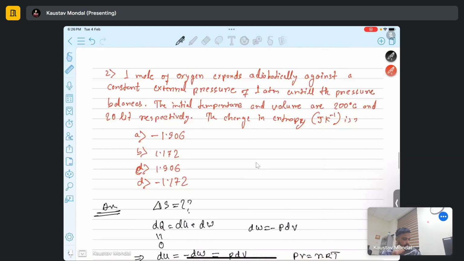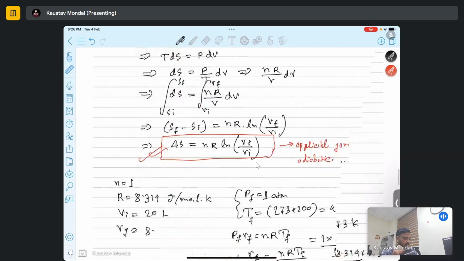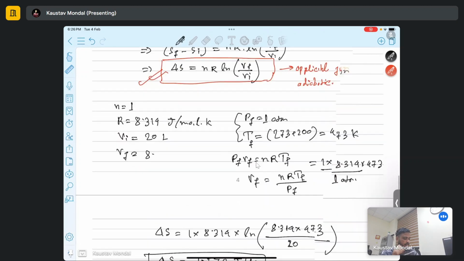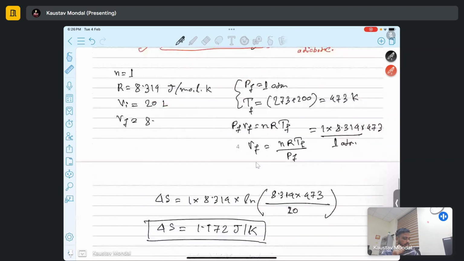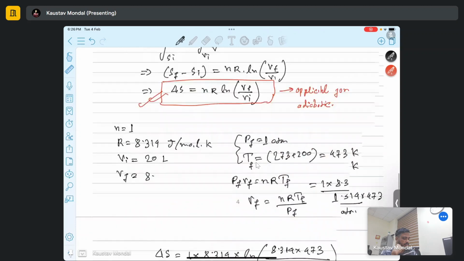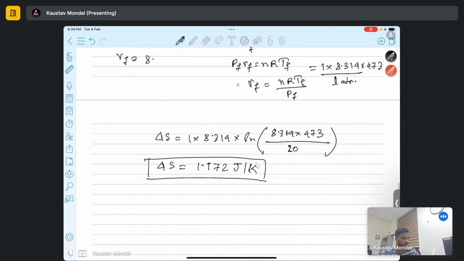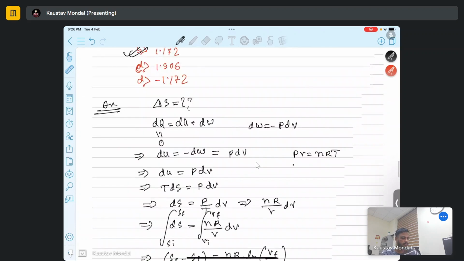So this should be the correct answer. Okay, just take care of the units and all. Just be careful what units you are using. If you carefully put the units in a proper way, then you will be getting this 1.172 joule per Kelvin as a result.